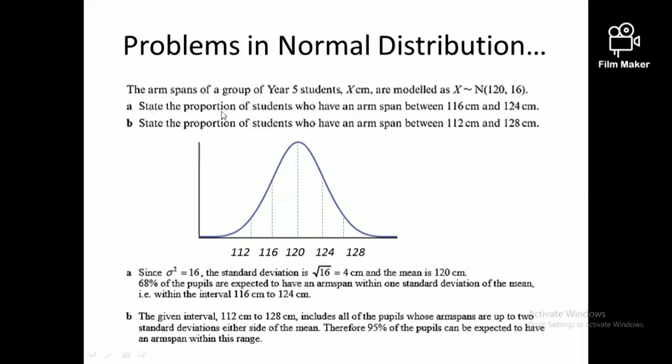Then they ask to state the proportion of students whose arm span is between 116 and 124. That is from the mean, one standard deviation, so there should be 68%, or 0.68, as a probability. Then 112 to 128 is two standard deviations to the positive side and two standard deviations to the negative side. That means there should be 95% of the information in that area.